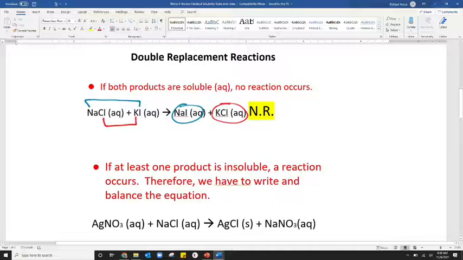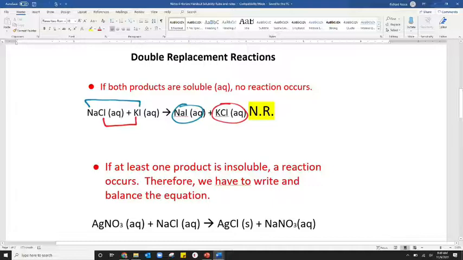But the second bullet point says, if at least one product is insoluble, then a reaction occurs. Therefore, we have to write the reaction and balance the equation. So that's when we have to do some work that might take up to maybe 5 minutes on a question, where you really have to put together the charges of your ions and then balance the overall reaction.